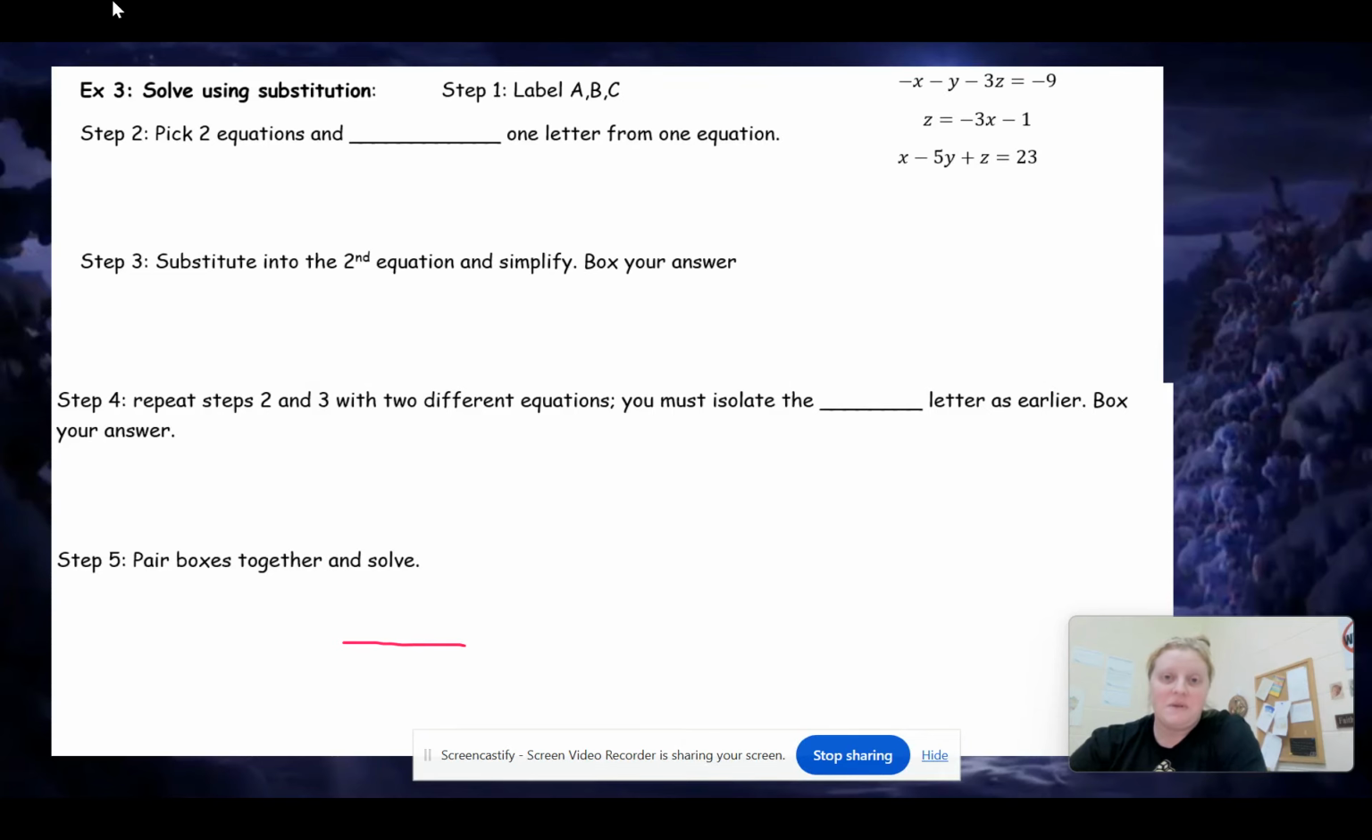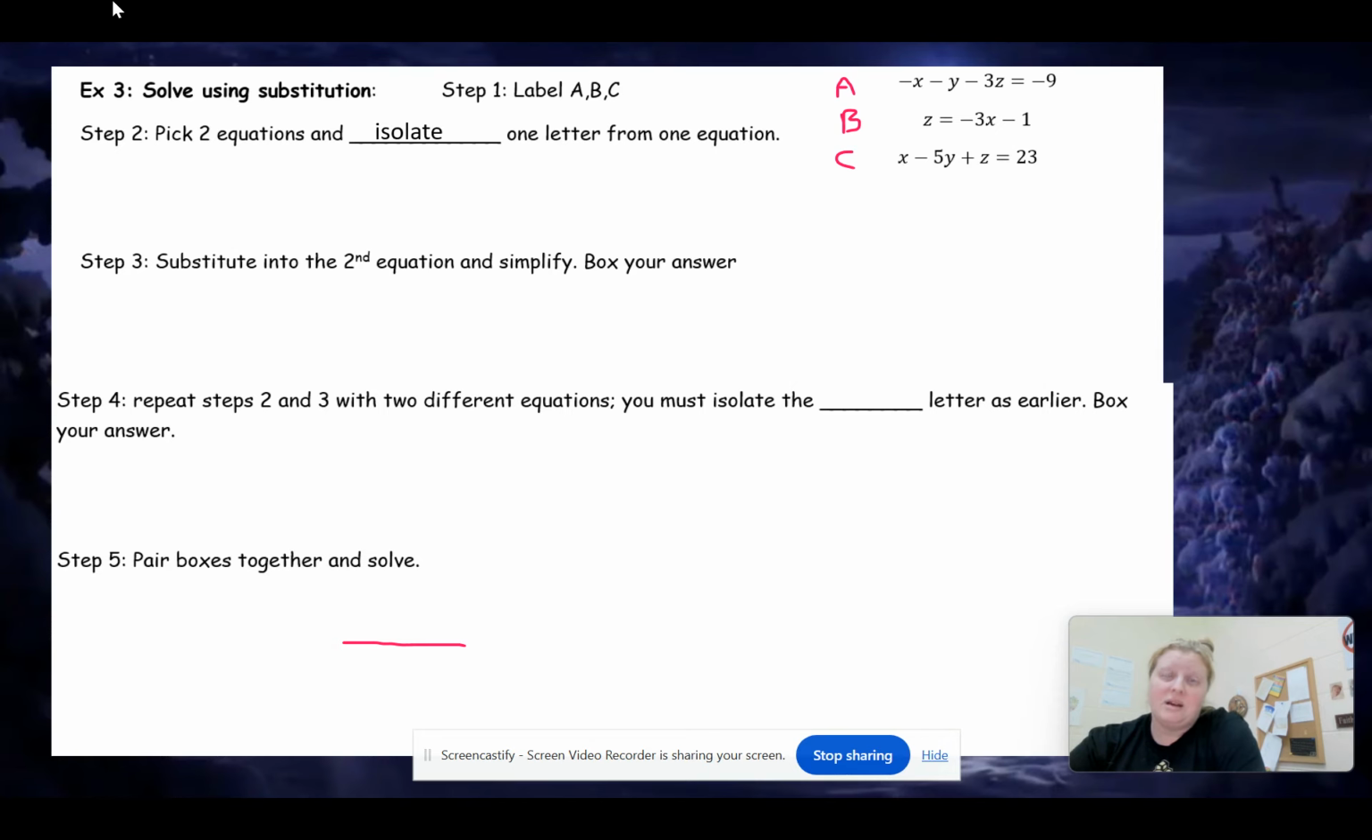Okay, so in today's video, I want to show you how to solve a 3-variable system, but using a process called substitution. So the first thing we're going to do is pretty consistent from our past 2 lessons. We're going to label them A, B, and C. And then we're going to pick 2 equations. It doesn't matter which 2.